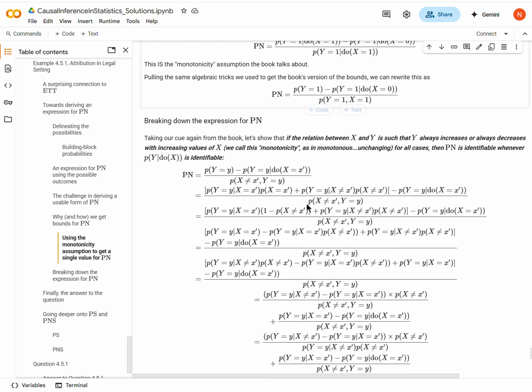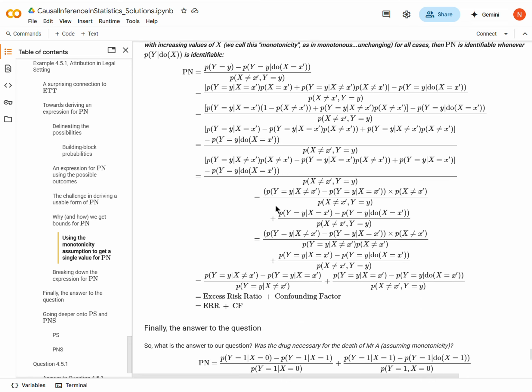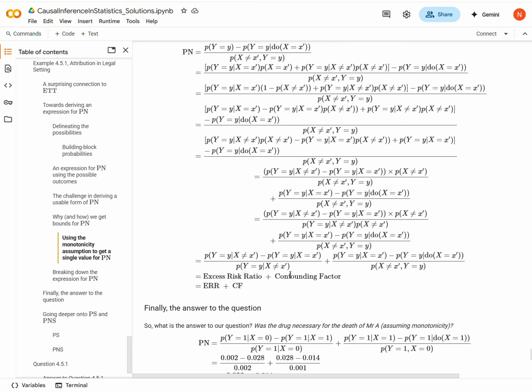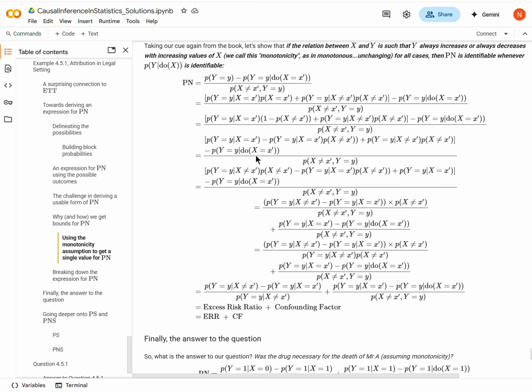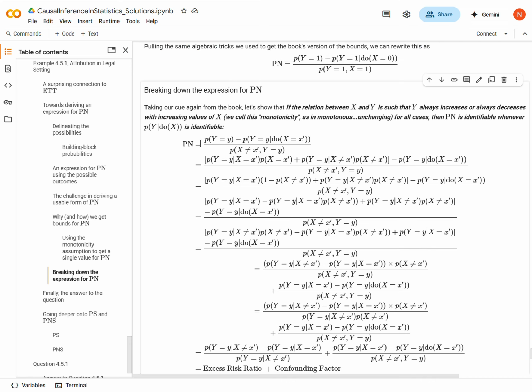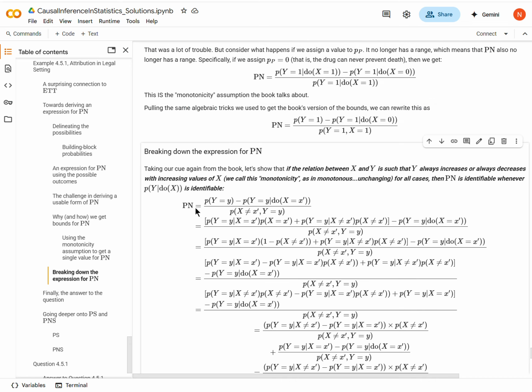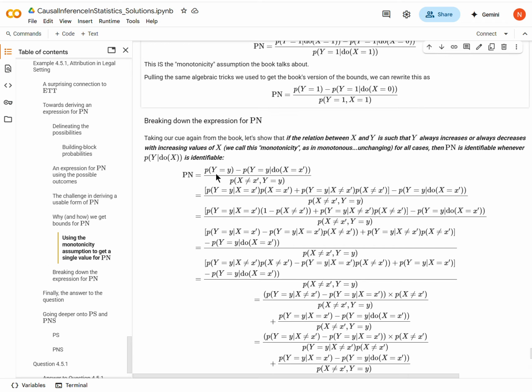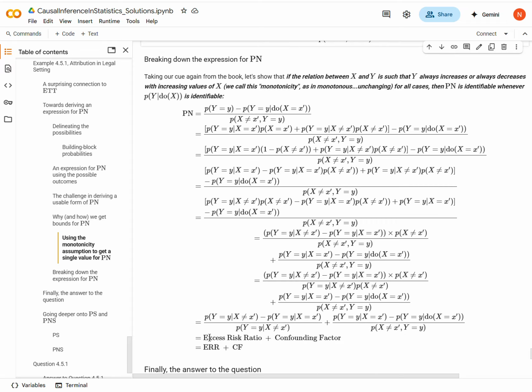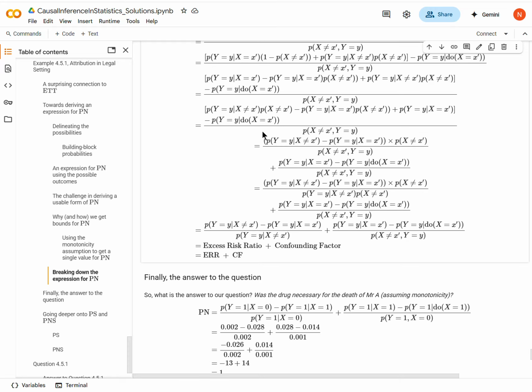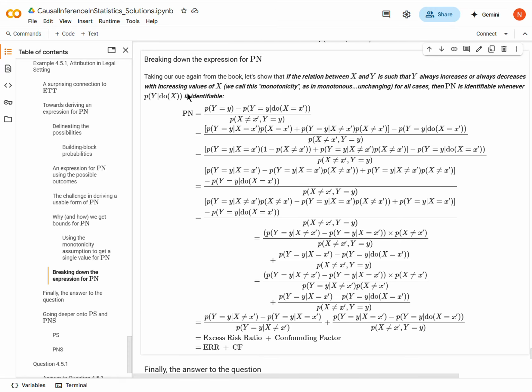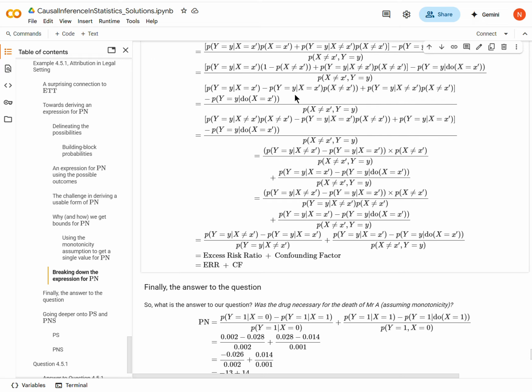Now, the book further breaks down the probability of necessity into the excess risk ratio and confounding factor. And so in this little section right here, I'm just showing how you get from the probability of necessity to the probability of necessity as expressed by excess risk ratio and confounding factor. Okay, so I think that I'll just allow you to look at that, and I'll just kind of skip it.